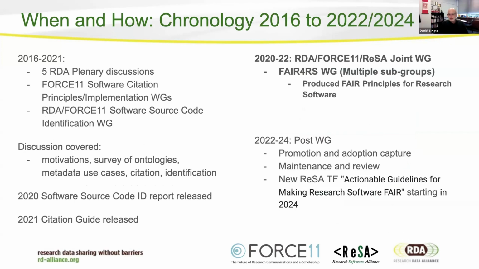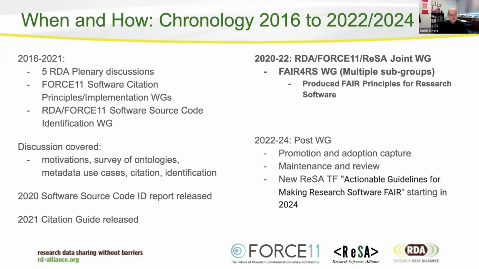Okay, thank you. So the FAIR for research software work was relatively fast, but it was in the context of other work around research software. And so here we just want to talk a little bit about what that context was to some extent. From 2016 to 2021, there were discussions that happened in RDA plenaries about research software. There were the two working groups on the Force11 software citation principles and the software citation implementation of principles. There was a software source code identification working group.